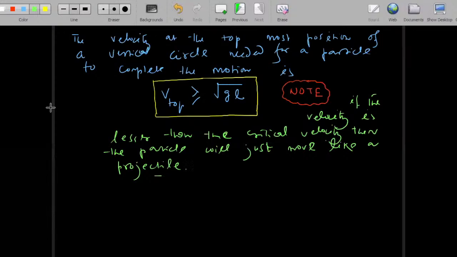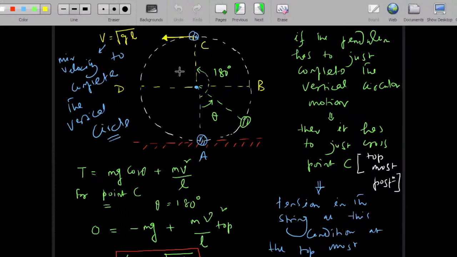Now we will come to the bottommost position. So let us come to the bottommost position. See, now the particle is coming down from the topmost position to the bottommost position, right? If you look at the diagram, this is L, this is also L. So in total, it is going to come down a distance of 2L in the direction of gravity.